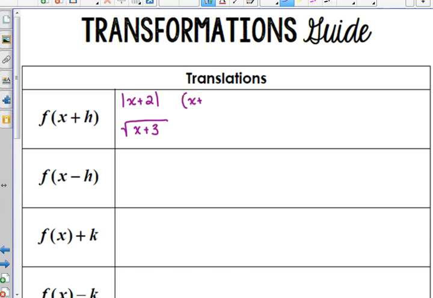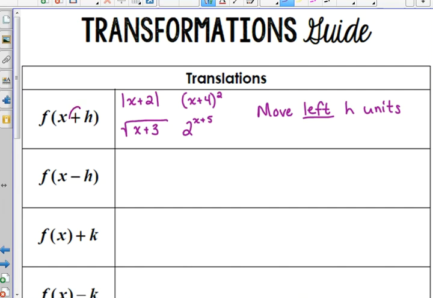Another function that we have dealt with, x plus 4 squared. Or exponential, you may have some experience with that, may not. You'll definitely have some experience with that after this class. 2 to the x plus 5. The plus 5 is with the x in the exponent. So all of these, it doesn't matter which function it is, that is going to move left h units.